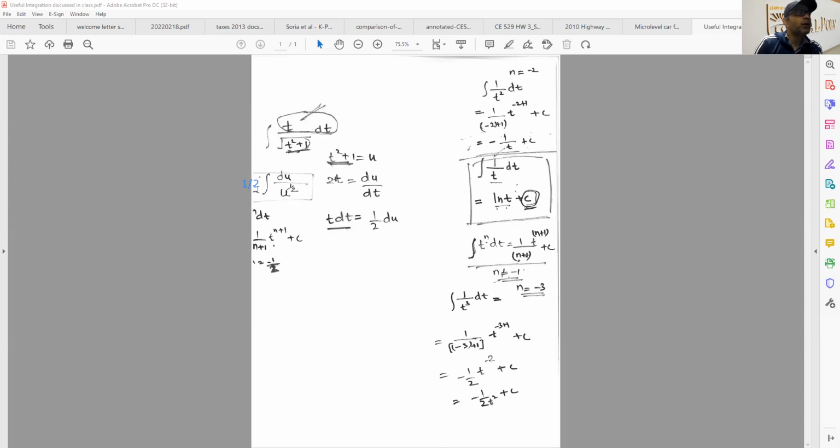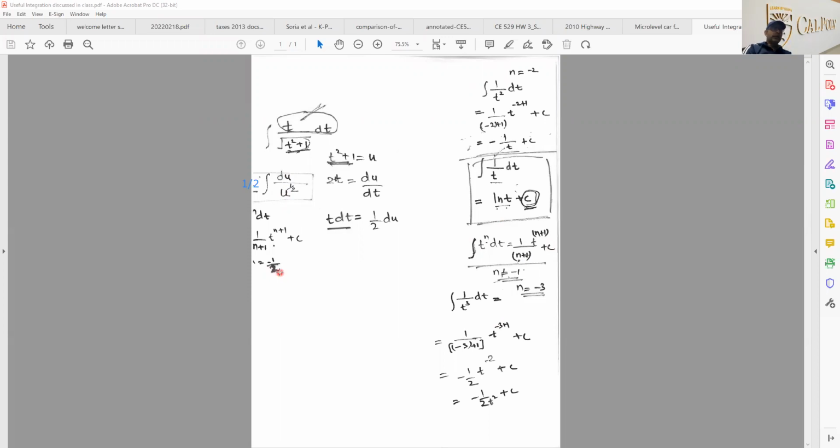Now, if you see this problem, it's essentially a problem that looks just like this: du, u raised to power half. It is a problem like this now, where n is equal to negative half. Okay, and you can solve this problem.